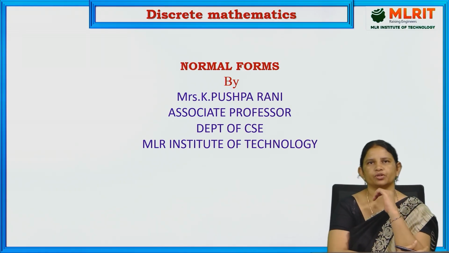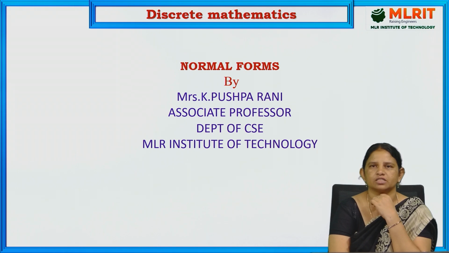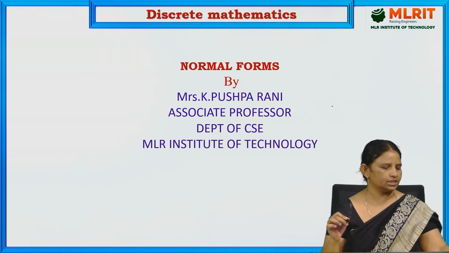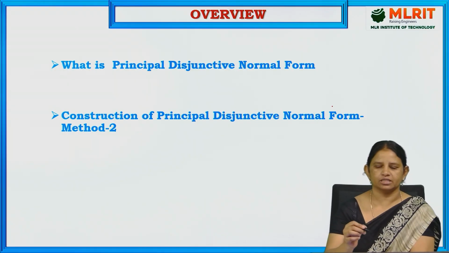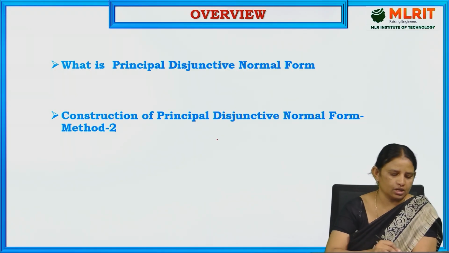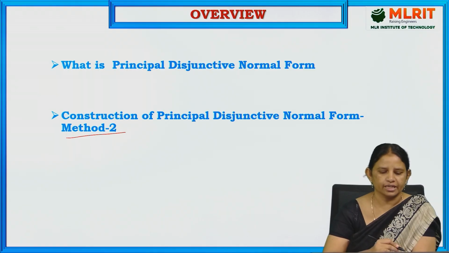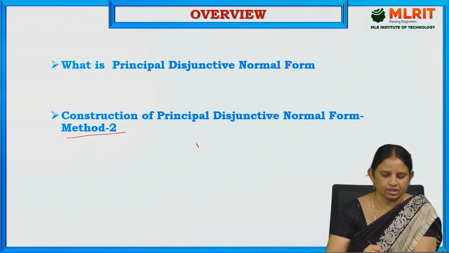In the last video, we already discussed the first method of principal disjunctive normal form, called the truth table. Coming to this video, we are going to discuss method 2 of principal disjunctive normal form. In method 2, we are going to discuss the replacement process.